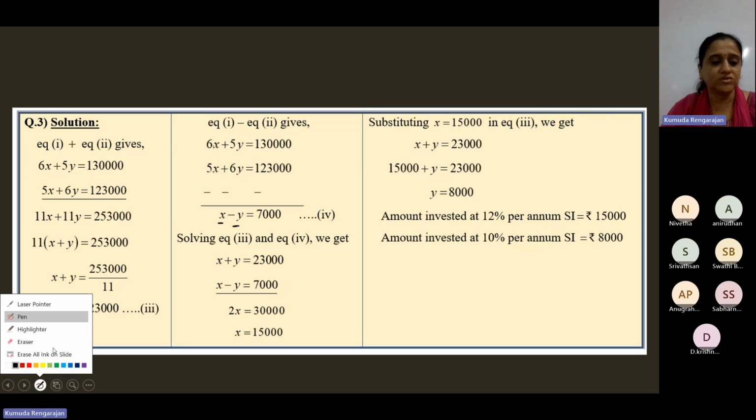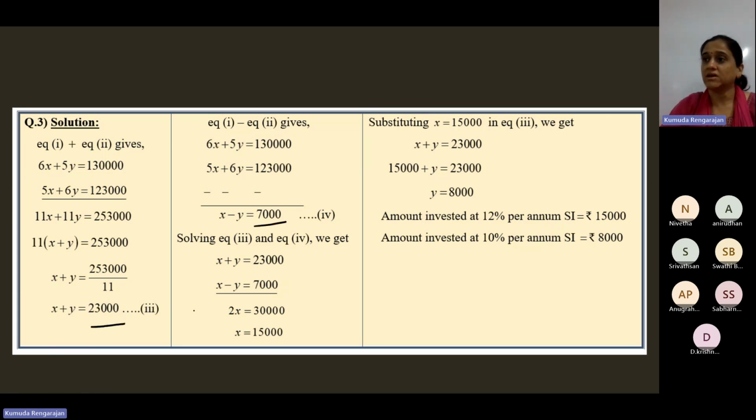Now these two equations, got by adding and subtracting, are the two new simple equations. Now solve these two equations. On adding equation 1 and 2, you get a new equation 3. On performing equation 1 minus equation 2, you get another new equation 4. Now solve 3 and 4. This is 3, this is 4. Write them one below the other and solve them. 2x is equal to 30,000. x is equal to 15,000.